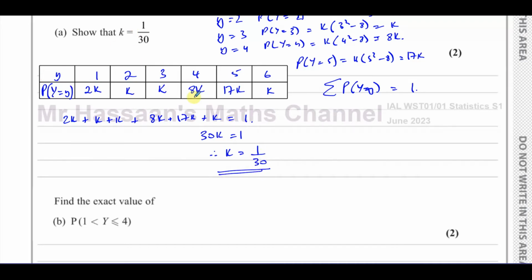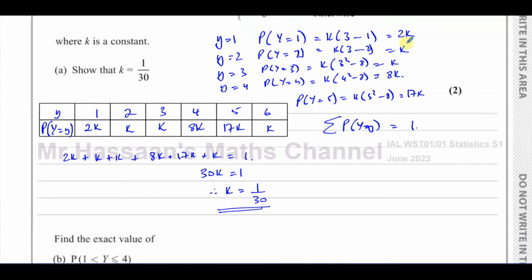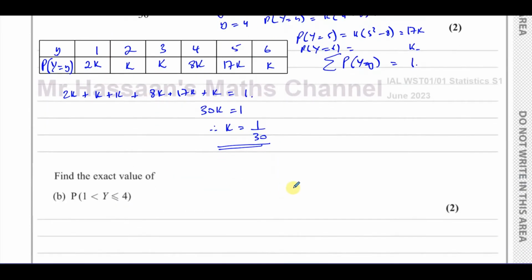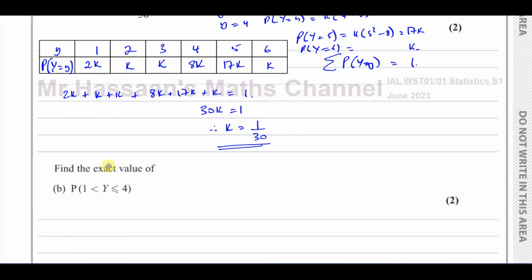We didn't have to draw the table. We could have just taken these values here and added them together, not forgetting the last one, the probability that y equals 6 is equal to k. Then we could have just said that they must add up to 1, and then we can say 30k equals 1, k equals 1 over 30. But drawing this table will also help us for other questions later on. It gives everything in an organized format. So I'm going to copy this table, since maybe we'll need it later.